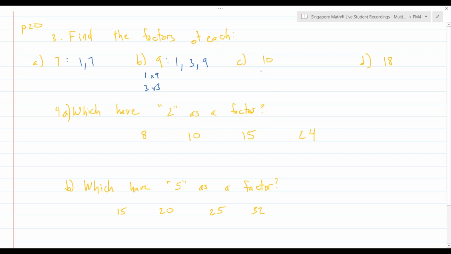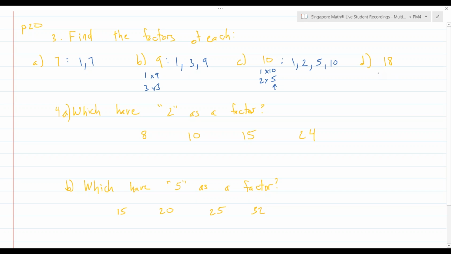What about 10? How many ways can we multiply and get 10? Well, there's 1 times 10, 2 times 5, 3 doesn't work. 3 times 3 is 9, 3 times 4 is 12. 4 doesn't work. 4 times 2 is 8. 4 times 3 is 12. And then I'm up to 5. Once I hit a number I've already tried, I'm through. So 1, 2, 5, 10, those are all factors of 10.